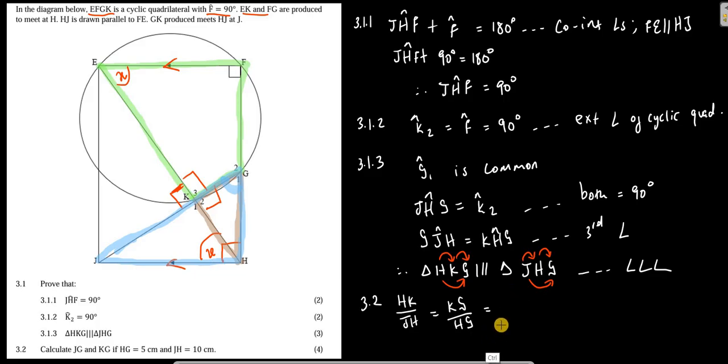Oh, I think I made a mistake. It's HKG, JHG. It's HK over JH, it's KG over HG, then it's HG again over JG. The naming here is something else. So you tell them that you are taking this from similarity.